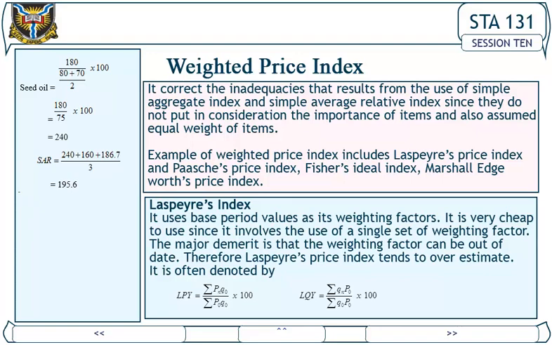Laspeyres index. It uses base period values as its weighting factors. It is very cheap to use since it involves the use of a single set of weighting factors. The major demerit is that the weighting factor can be out of date. Therefore, Laspeyres price index tends to overestimate. It is often denoted by LPI is equal to, LQI is equal to.